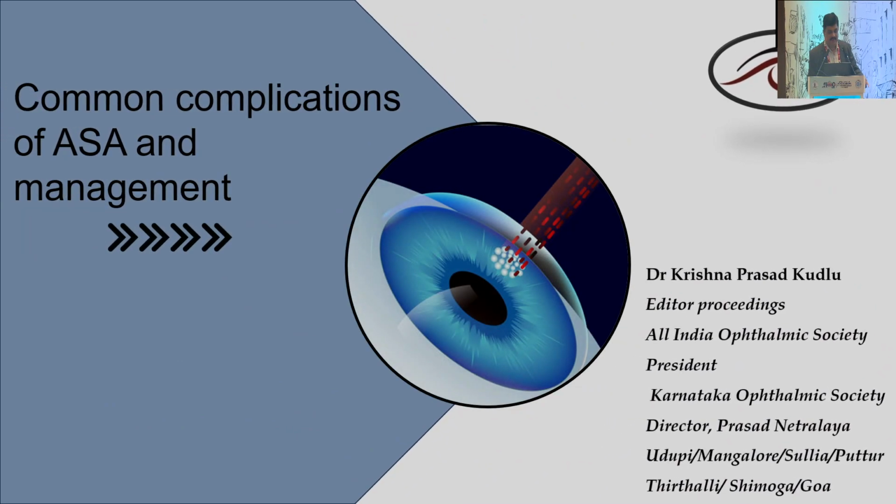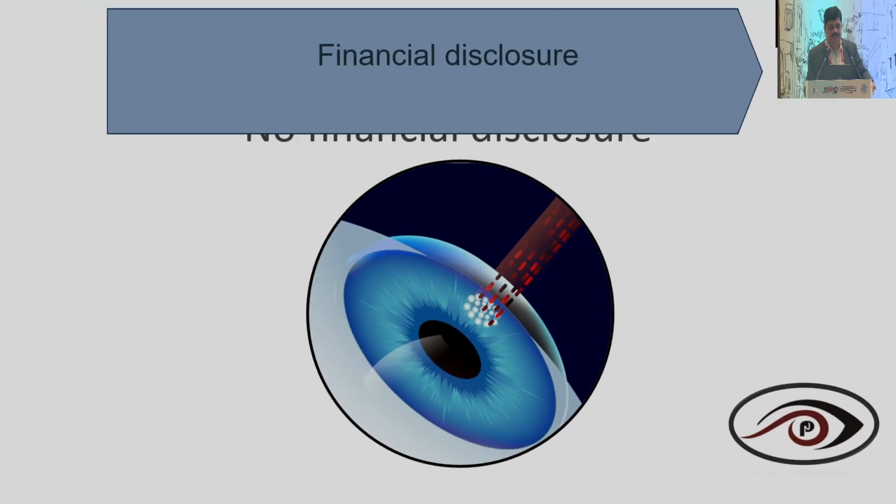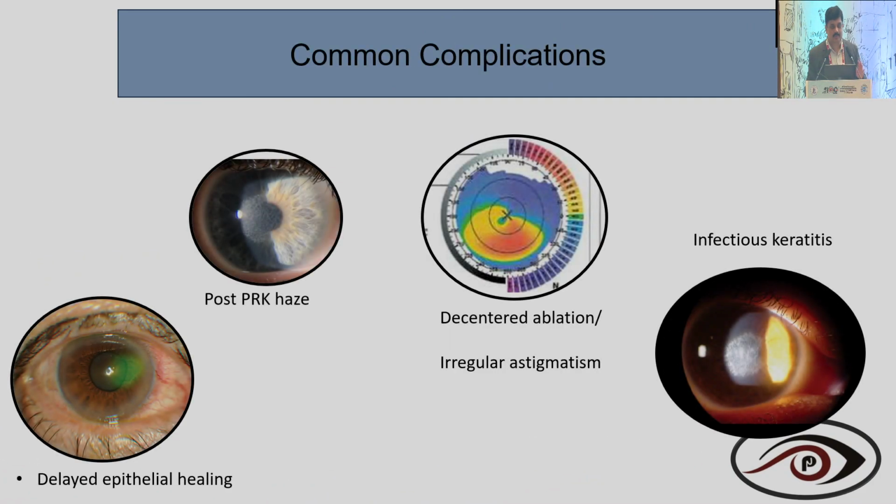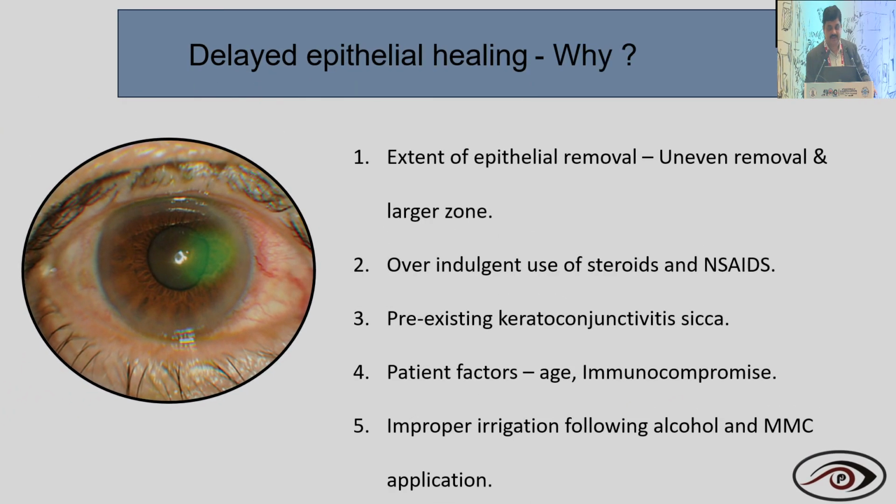Actually, I'll be talking about complications of advanced surface ablation and management. No financial disclosure for this talk. So what are the common complications one can come across? One might be delayed epithelial healing, post-PRK haze. You may have a decentered ablation with irregular astigmatism. And of course, one of the dreaded complications is infectious keratitis.